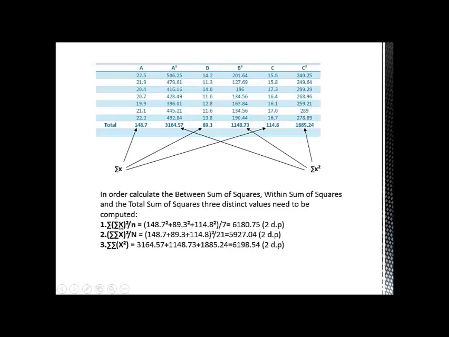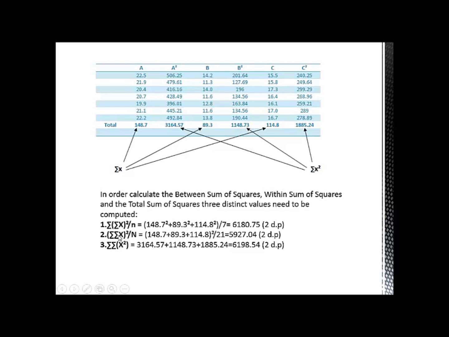Here you have the sum of each group's total squared and divided by n, where n is the group size. So here it'd be 148.7 squared plus 89.3 squared plus 114.8 squared, divided by the group size, which is 7, which is equal to 6,180.75 to two decimal places.